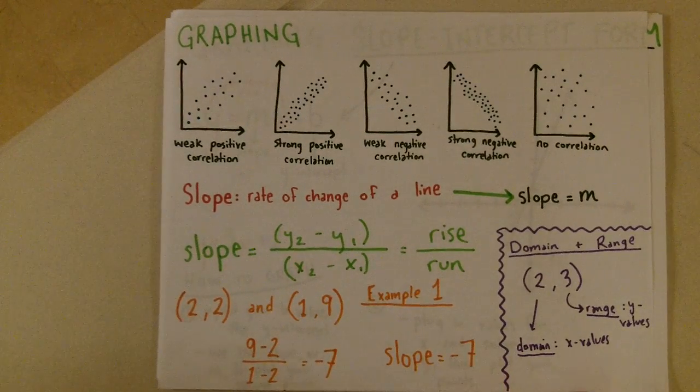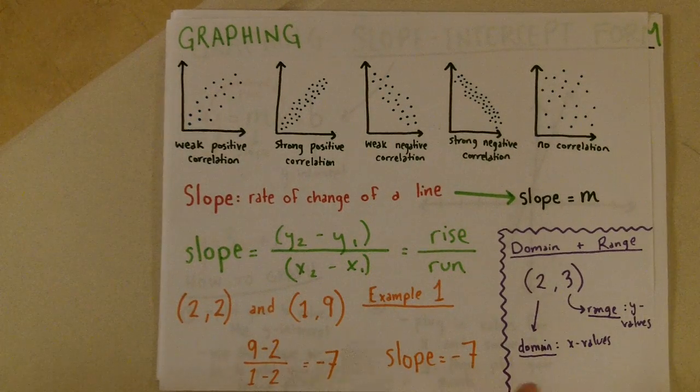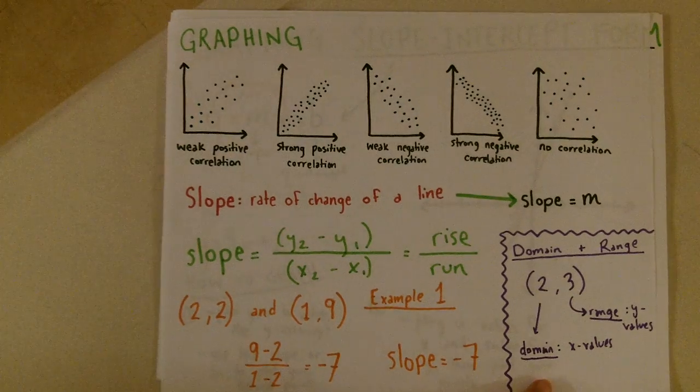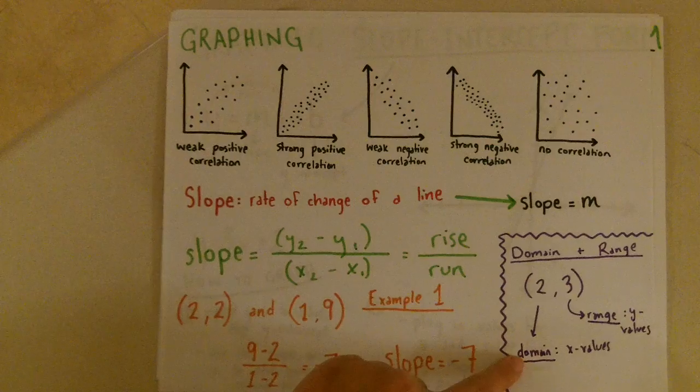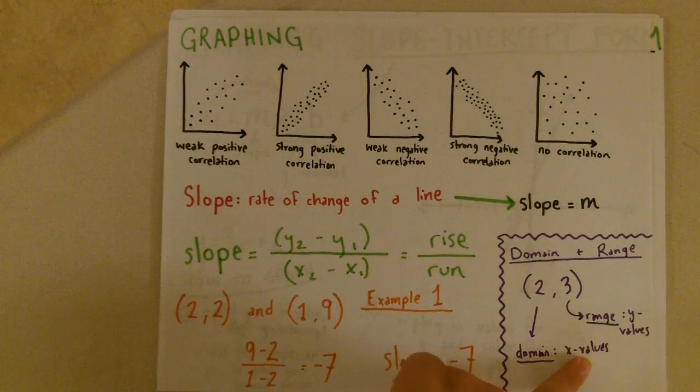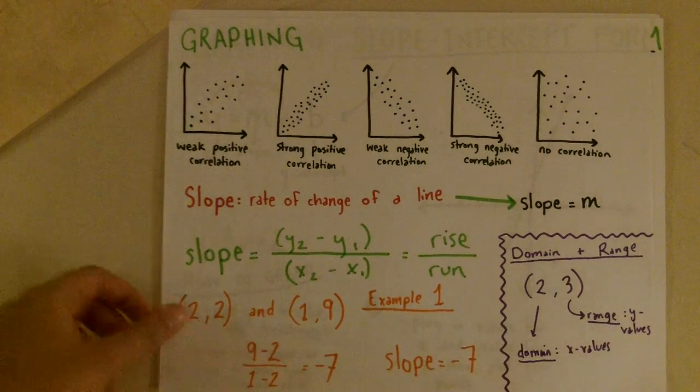One more thing that it's important for you to know about is domain and range. So domain and range is just another way to talk about x and y values. So here you can see domain is just another way of saying x values, and then range for y values.